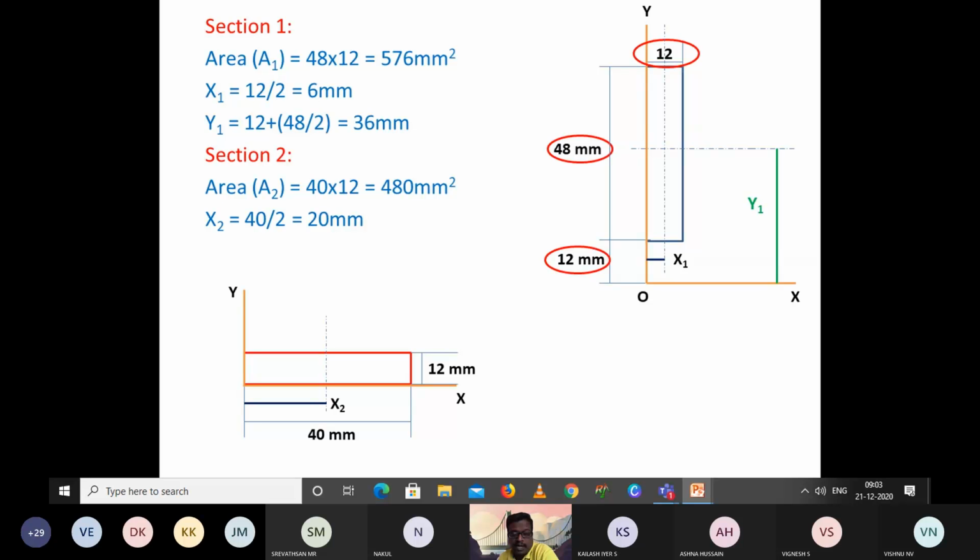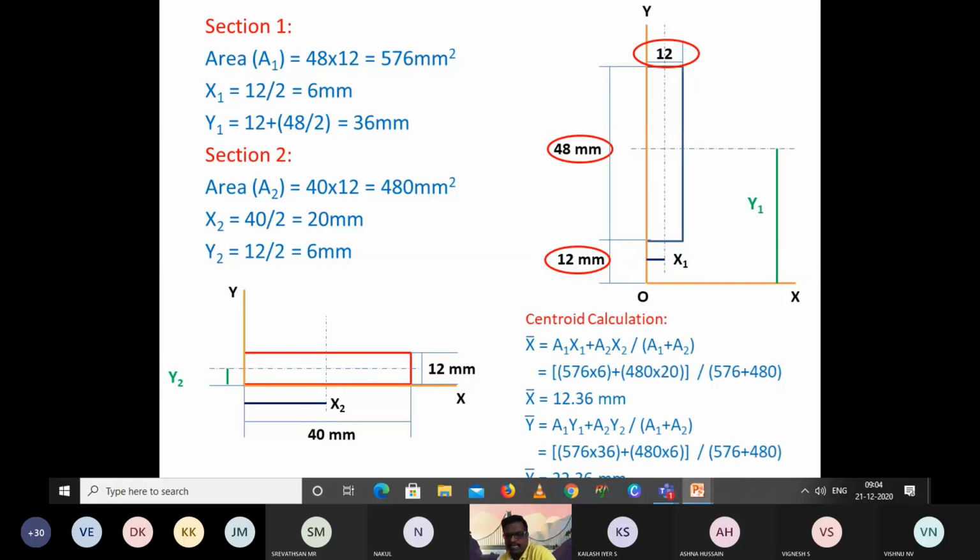Hope you got it. Next, you are going to calculate the y distance of this rectangle. With respect to the x-axis, you can see this particular vertical height is your y2. So y2 is 12 by 2, that is 6 mm. Once you have area 1, x1, y1, area 2, x2, y2, then we can calculate the centroid, that is x bar, that is a1 x1 plus a2 x2, whole divided by a1 plus a2. You got 12.36 mm. Am I right?